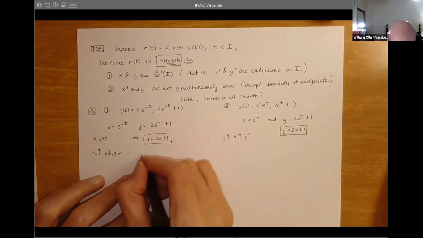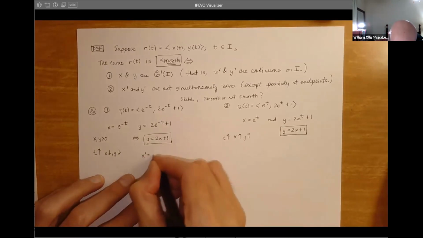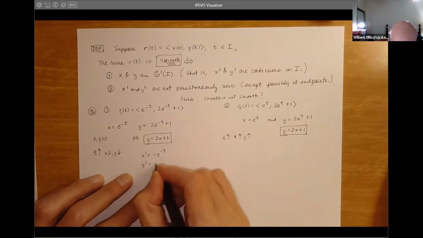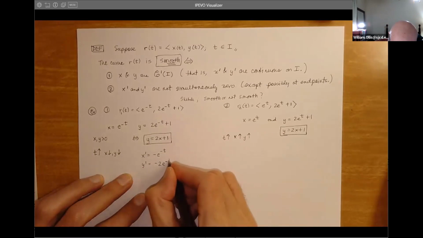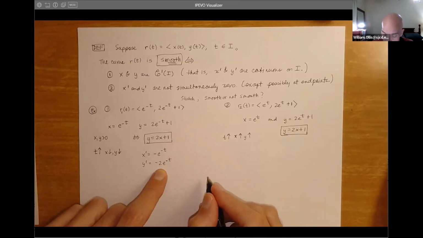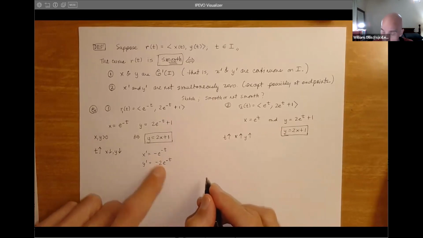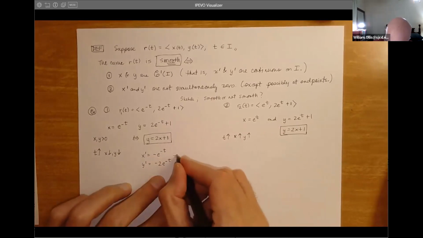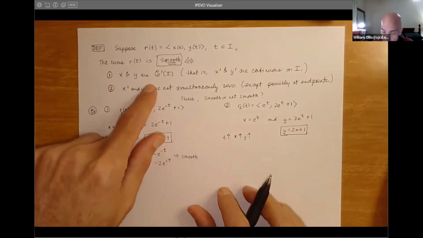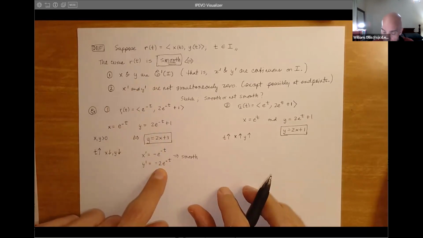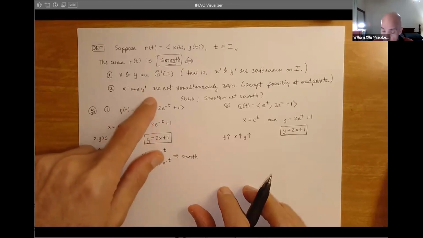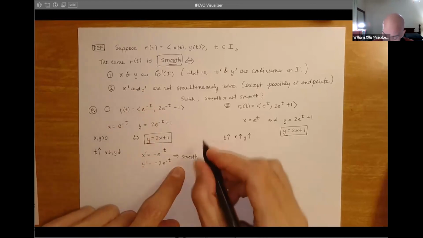But now if you look at this, x prime equals negative e to the negative t, y prime equals negative 2e to the negative t. Okay, these are nice and continuous for all values of t, and they're never zero. So this implies smooth. No problem here. These are nice continuous curves. They're never zero, so they could never simultaneously be zero. So we get smooth for free.